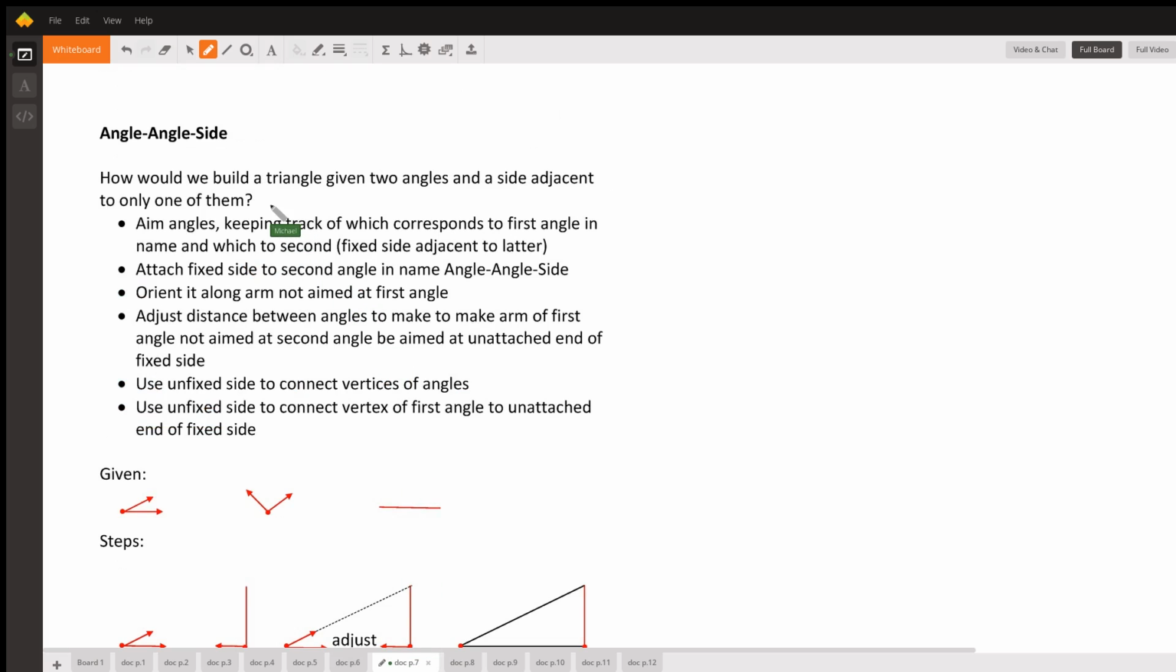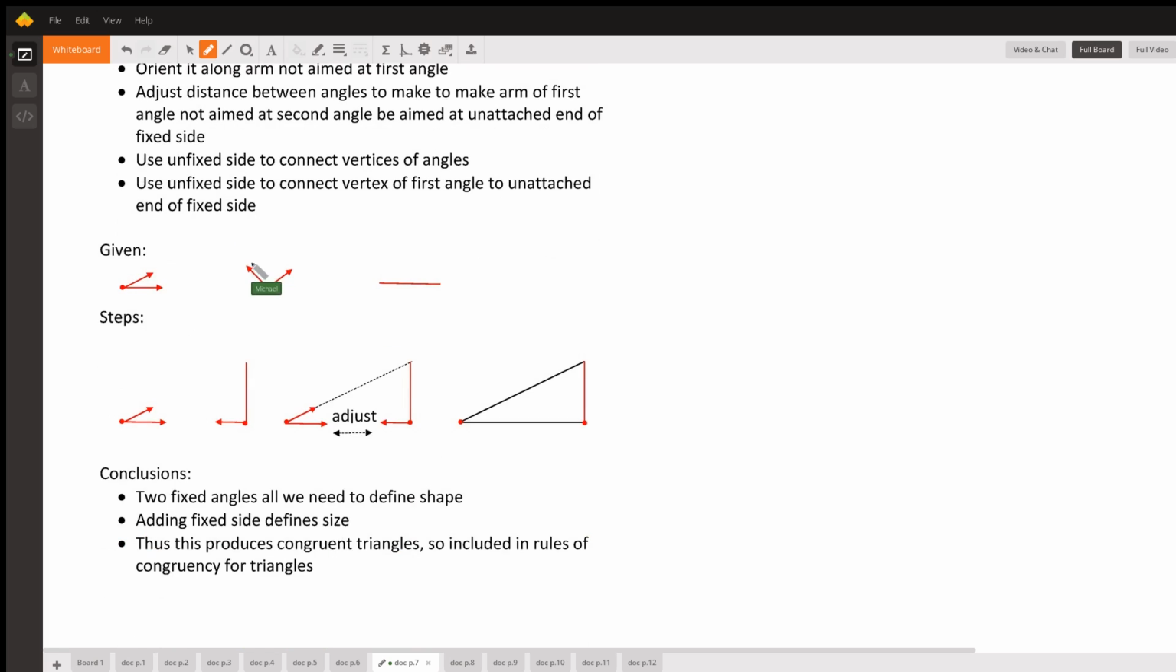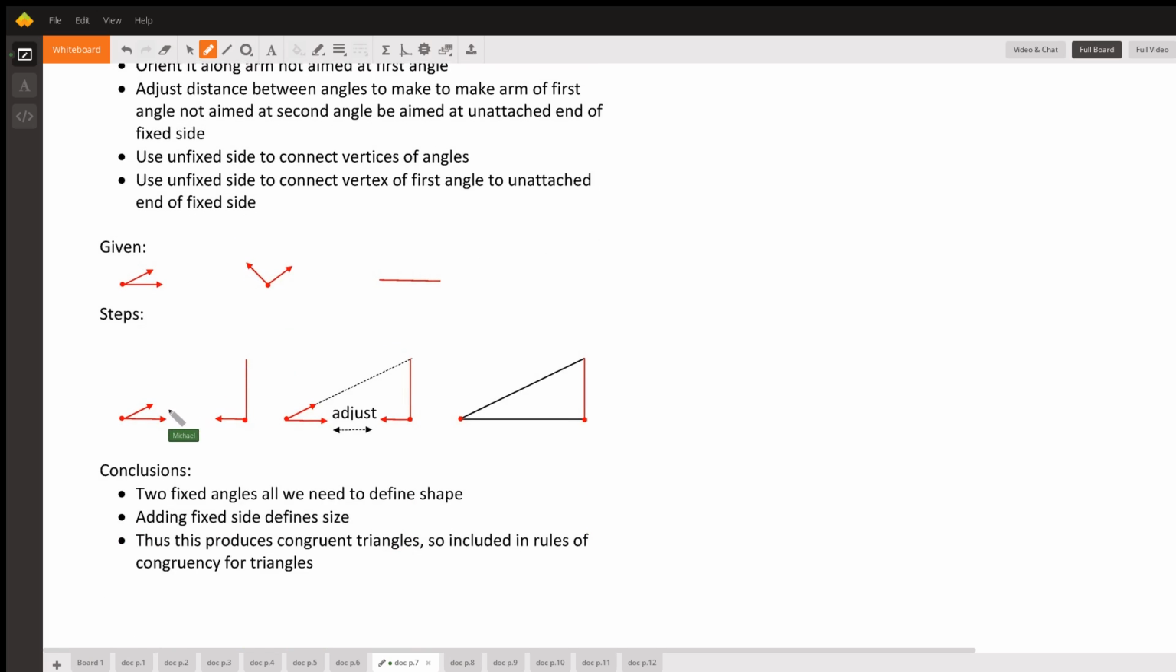All right, angle, angle, side. How would you build a triangle given those? Two angles and a side that's adjacent to only one of the angles. The previous one was adjacent to both because the side was in the middle between two angles. So now what we need to do, we start the same as usual. We aim them. But what we do is we attach the one fixed side to the second angle in the name, angle, angle, side. So this side is adjacent to one angle, but not the other, and you got to keep track of which angle it is that it's adjacent to.